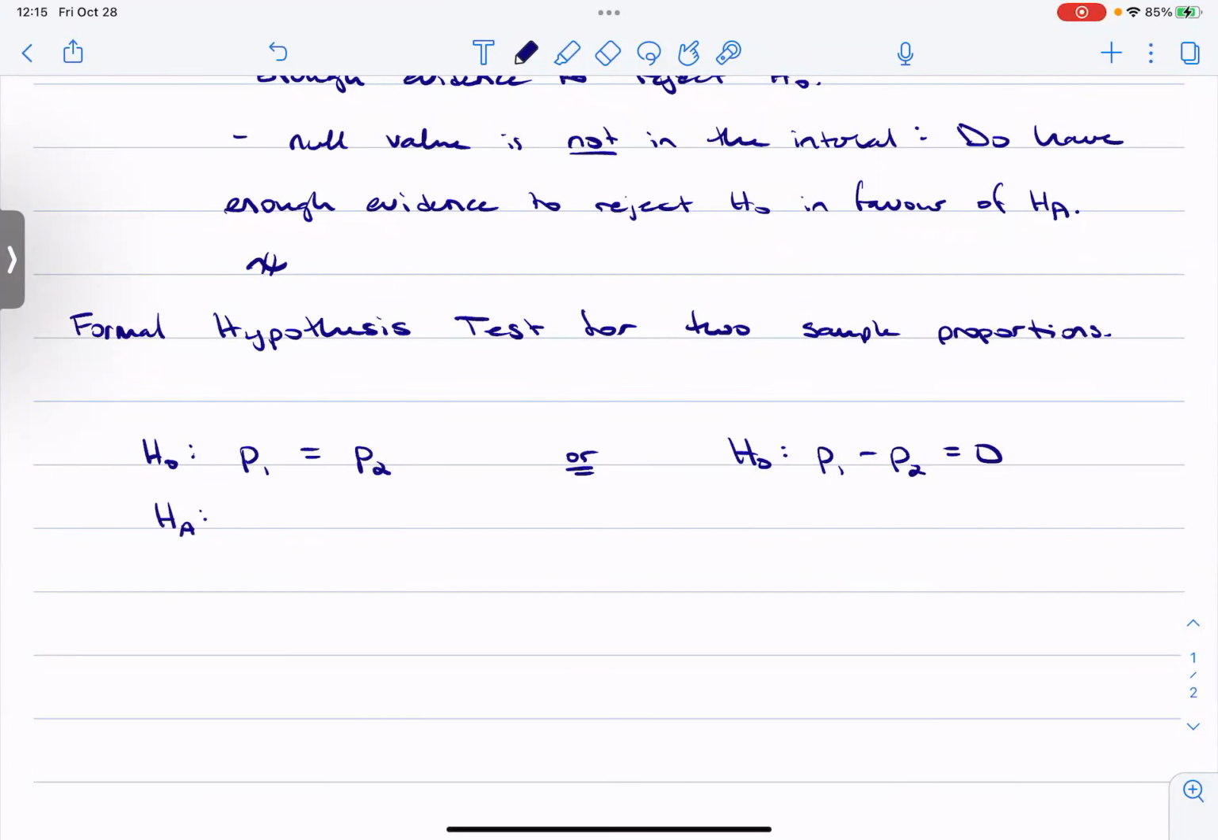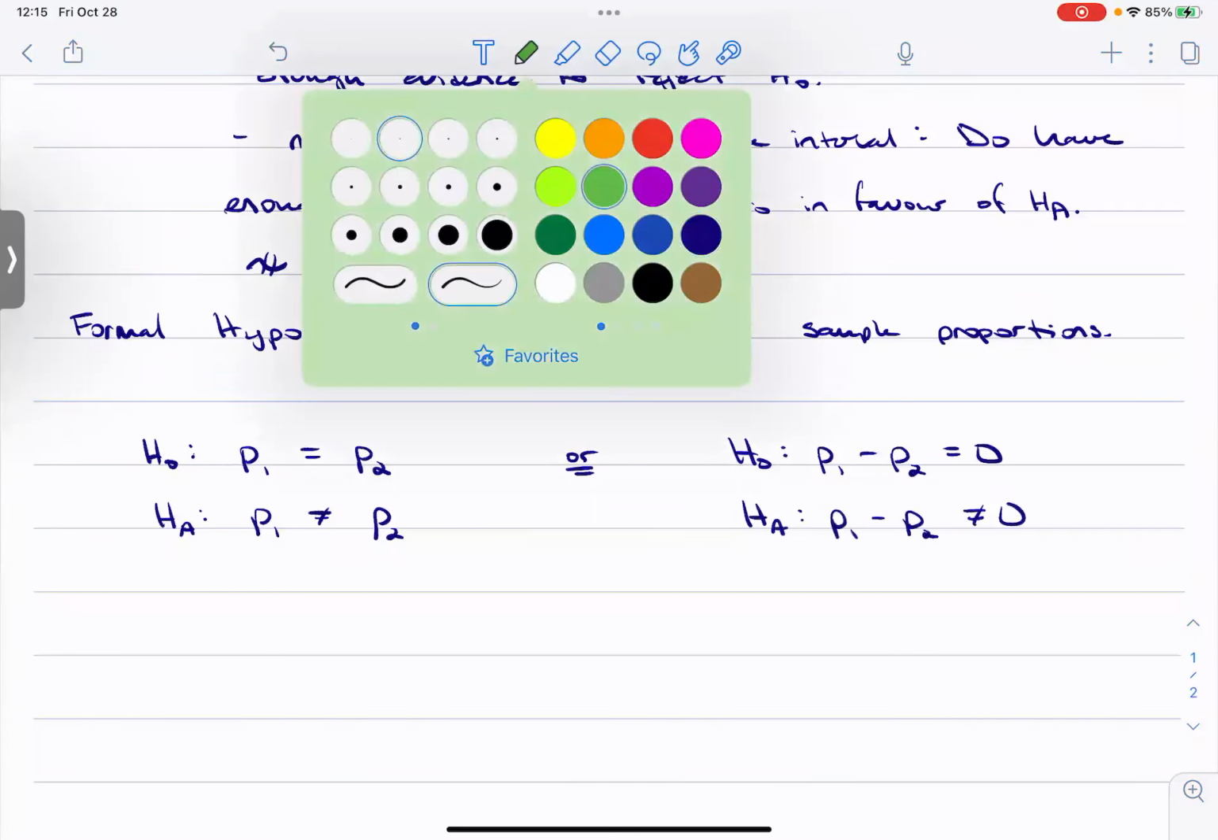Our alternative hypothesis, again, we have three options. P1 is not equal to P2. In terms of the difference, if they're not equal to each other, the difference is just going to be not equal to 0. So P1 minus P2 is not equal to 0. That's what we call a two-sided test, right? When I don't care which direction it went in, I just want to know, is there a difference? So we call this a two-sided test.